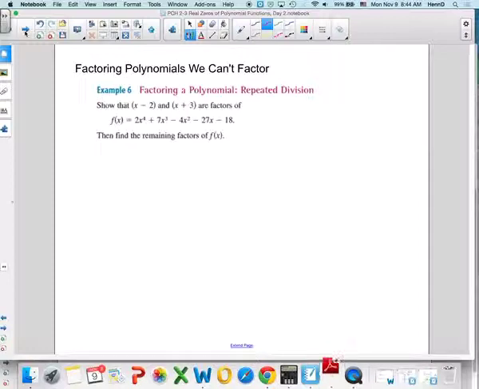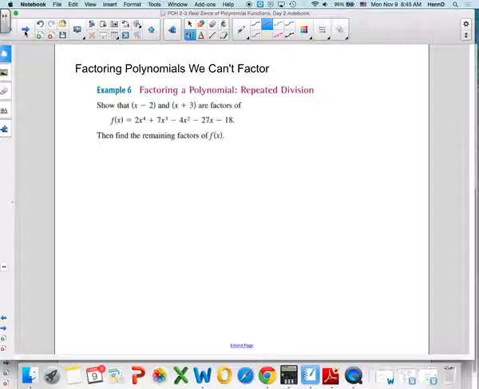How do we factor stuff that we can't factor? Well, what we're going to do is repeated division. You can see here we have a quartic function, x to the 4th. And in this case, we're again told 2 of the factors. Let's say logically we were able to figure out what 2 of the zeros were. I can figure out the rest of the factors by first of all dividing.